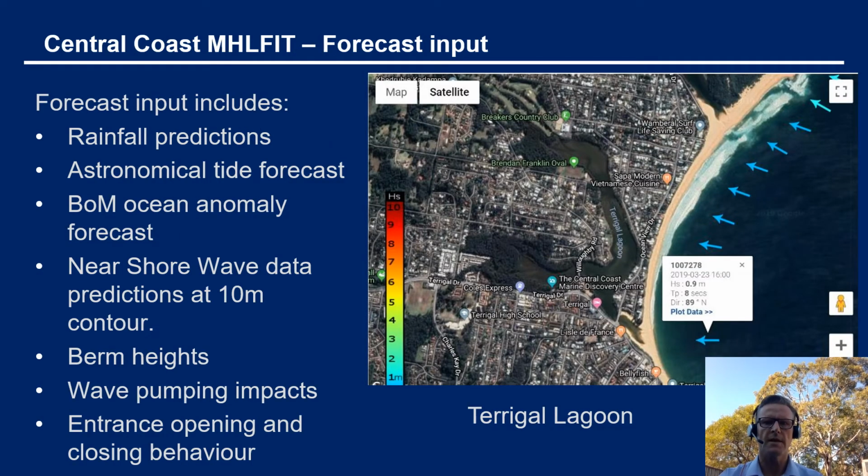Now we come to the forecast data. There is quite a bit of this and it is sourced from a number of places. We use rainfall predictions from the Bureau of Meteorology from the Australian Digital Forecast Database. We use astronomical tide forecasts that we've developed from previous years of data. We access ocean level forecasts from the Bureau of Meteorology as well. These forecasts will often predict anomalies caused by low pressure systems and coastally trapped waves. We utilise the New South Wales nearshore wave forecast to provide input into the modelling. Wave pumping impact has been assessed using historical data analysis in the model development. The berm heights and entrance opening and closing behaviour are also utilised.